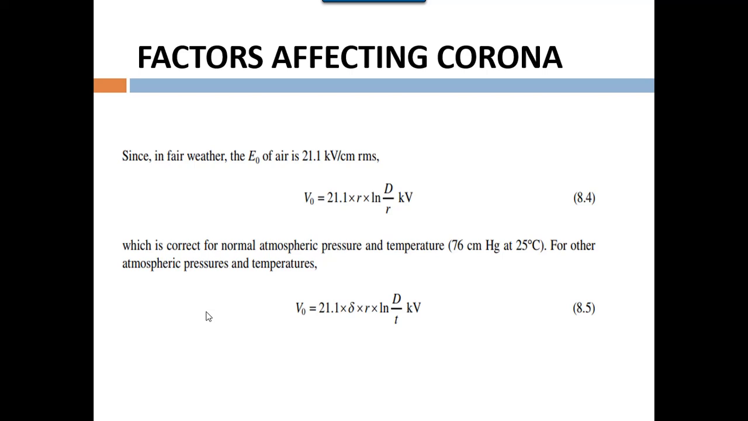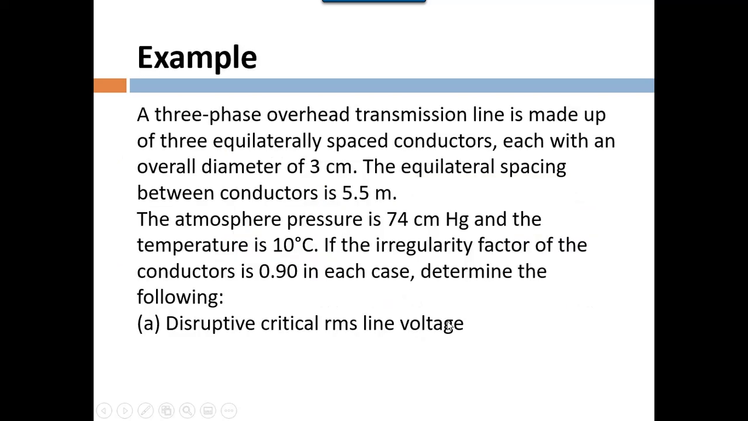So we can use V naught equal to 21.1 into R into natural log D by R kV. Here we are putting the value of E naught which is correct for normal atmospheric pressure, that is 76 cm of mercury and 25 degree temperature. But if the temperature or the pressure is different, then the formula will be V naught equal to 21.1 into delta into R into natural log D by R kV.